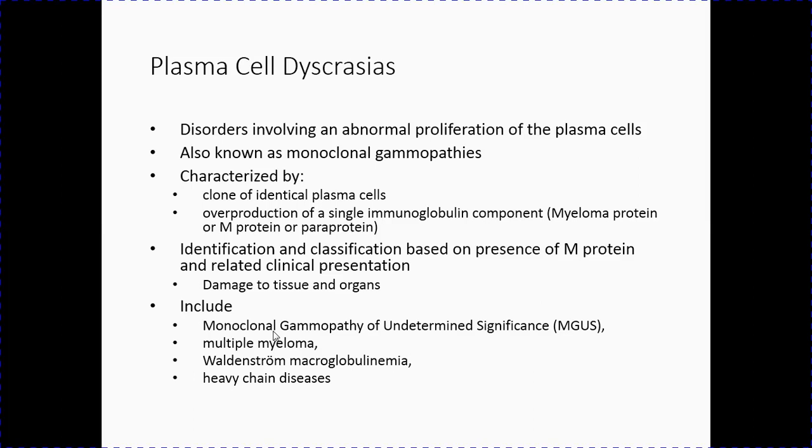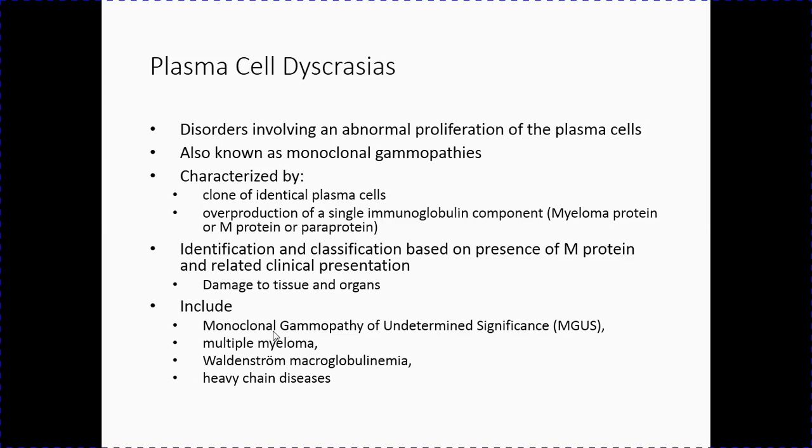So we looked at 2 kinds of lymphomas, Hodgkin's and non-Hodgkin's lymphomas. We looked at a couple of different kinds of leukemias, and now we're going to look at some of the plasma cell dyscrasias. These are things that people, I think, don't always spend a lot of time on. Plasma cell dyscrasias are disorders involving abnormal proliferation of plasma cells.